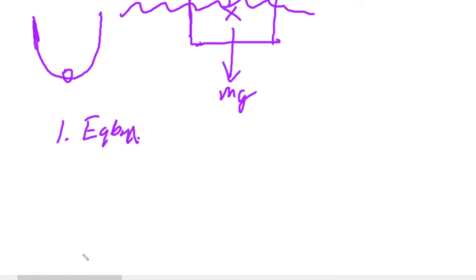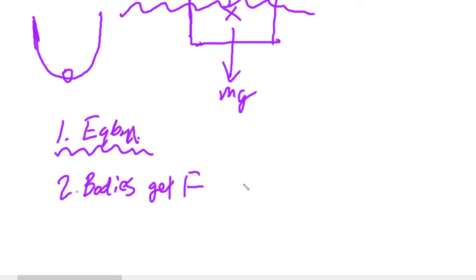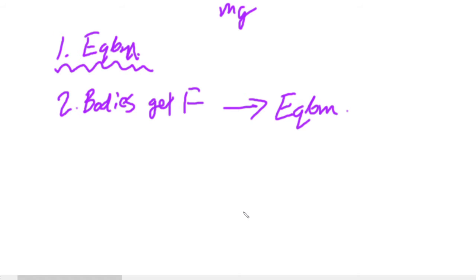So, firstly, we have the concept of an equilibrium. We have the fact that the bodies experience a force towards the equilibrium position. And finally, what last thing defines simple harmonic motion?